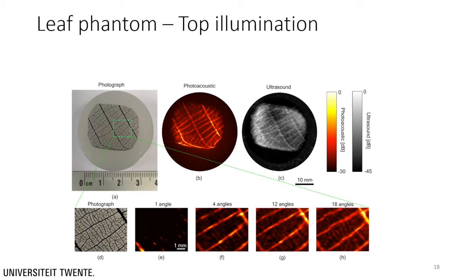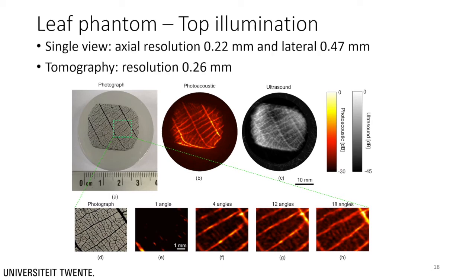Using a linear transducer in a single view, we obtained a lateral resolution of 0.47 mm and an axial resolution of 0.22 mm. The smaller structures in the reconstructed leaf image had an average thickness of 0.26 mm. This clearly shows that there is an improvement in resolution along the lateral direction, and this comes with a trade-off in the axial direction. Now we go to the imaging of joints in small animals.